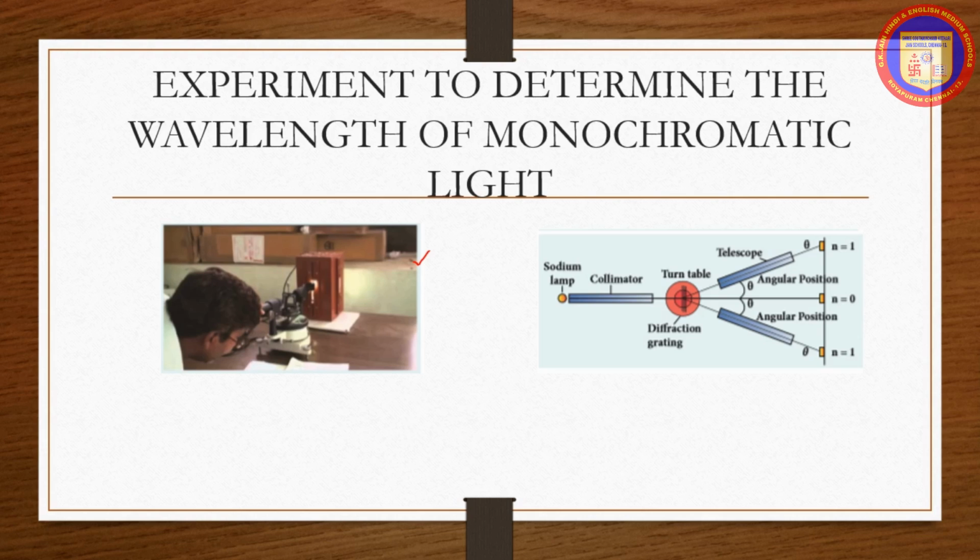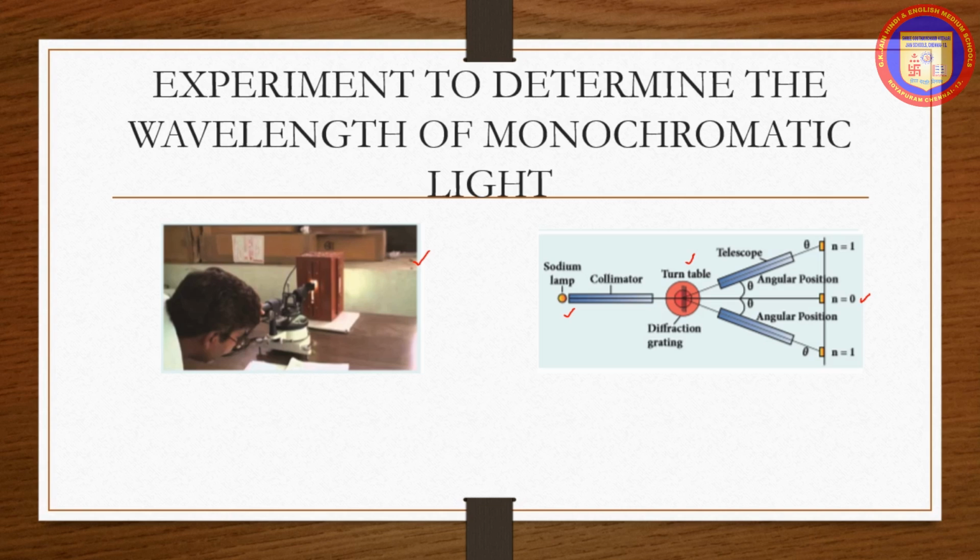The slit of the collimator is illuminated by a monochromatic light whose wavelength is to be determined. The telescope is brought in line with the collimator to view the image of the slit. The given plane transmission grating is then mounted on the prism table with its plane perpendicular to the incident beam of light coming from the collimator.